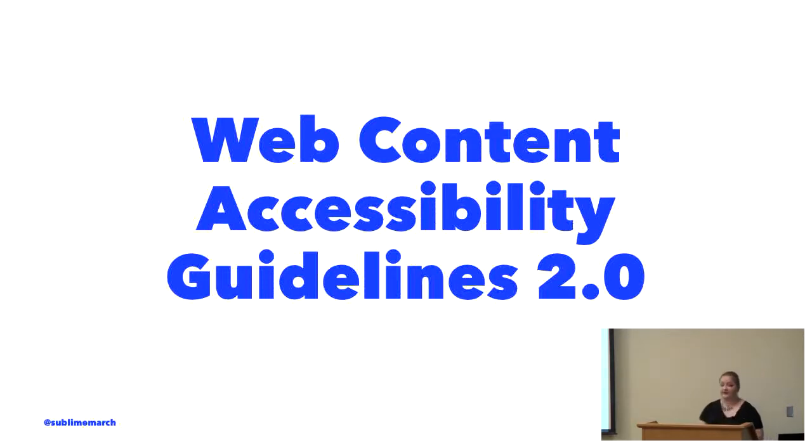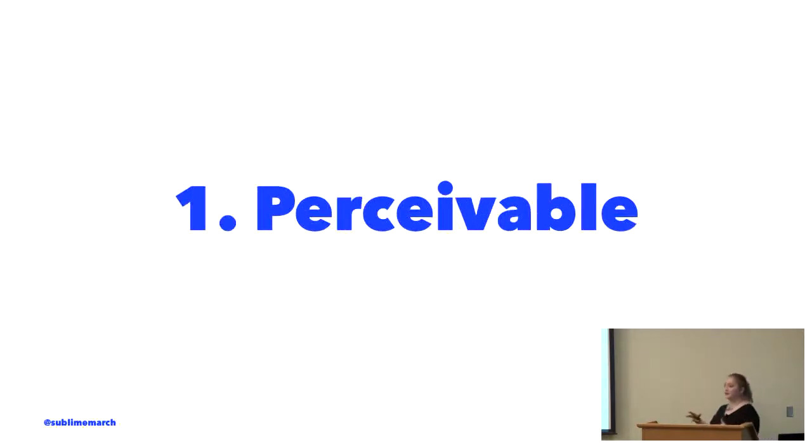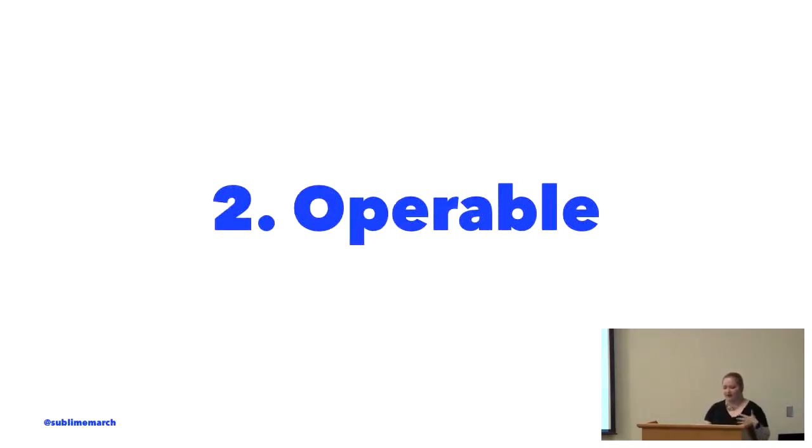It has four principles inside of it. The first of which is perceivable. Your web content needs to be available to the senses, either through a browser or some other kind of assistive technology, like we mentioned before, right? The information, content, and UI components of your website have to be presentable to users in ways that they can perceive at all. The second one is that it needs to be operable. Users should be able to interact with every control and every interactive element on your site using either a mouse or a keyboard or some other assistive tech.